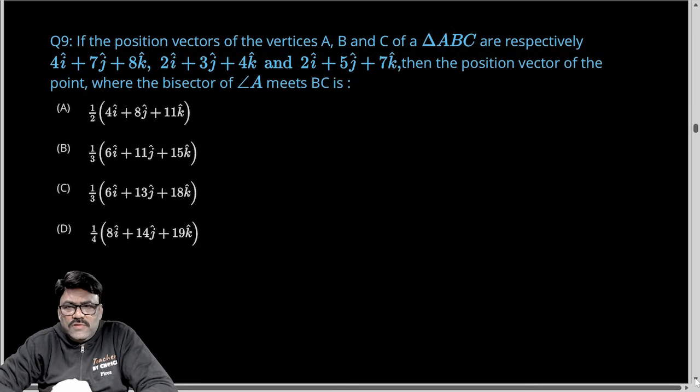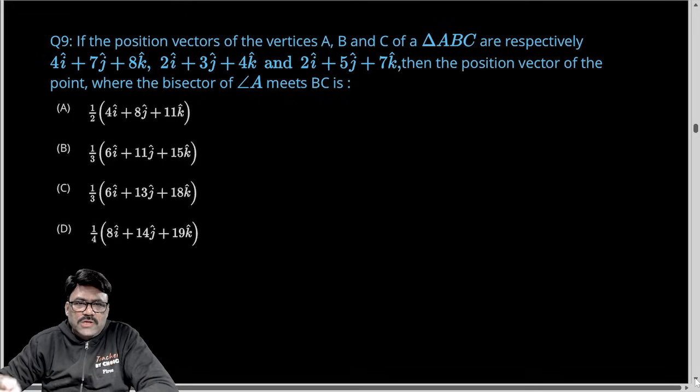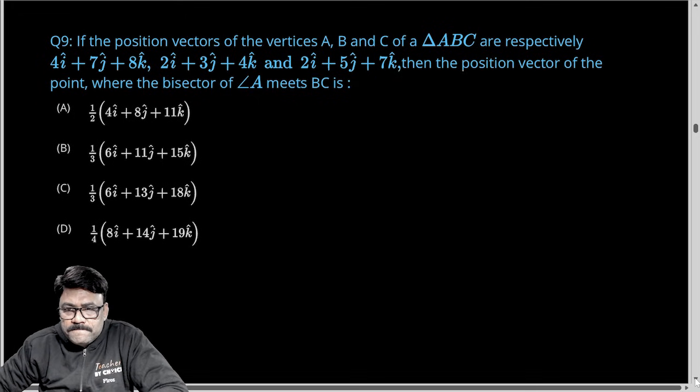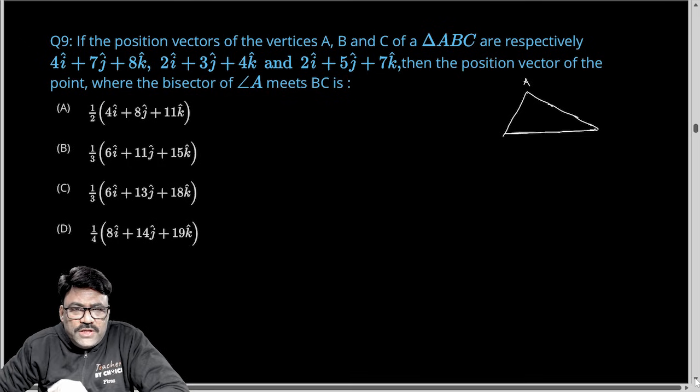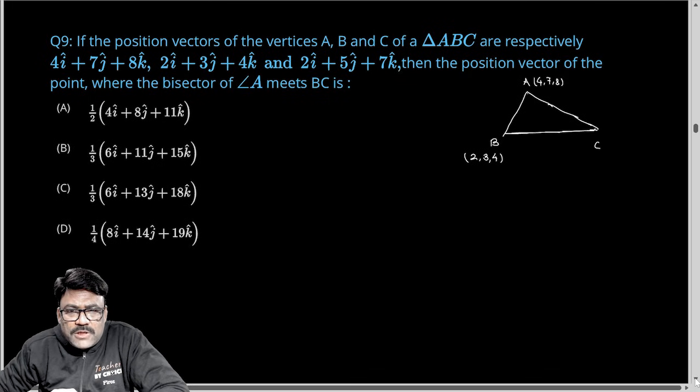Okay, see this question. This is from vectors. You are given a triangle ABC here. Let's say this is your triangle ABC. The position vector of A is 4, 7, 8. Position vector of B is 2, 3, 4. Position vector of C is 2, 5, 7.